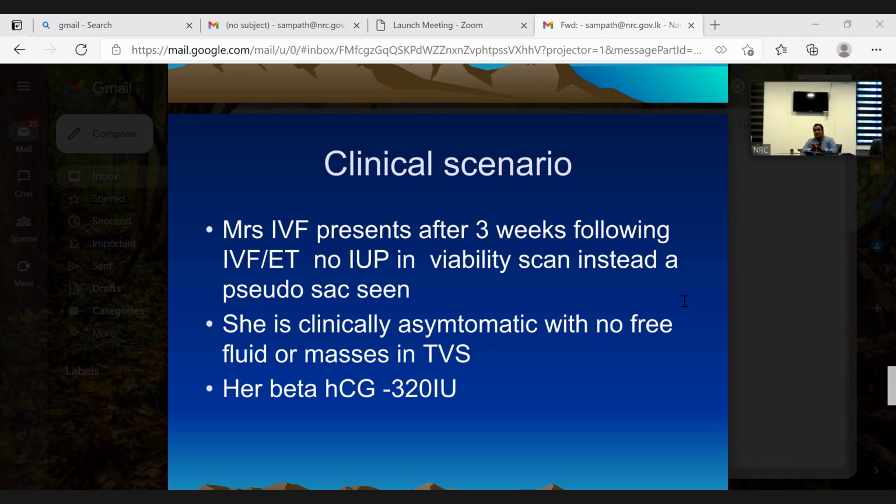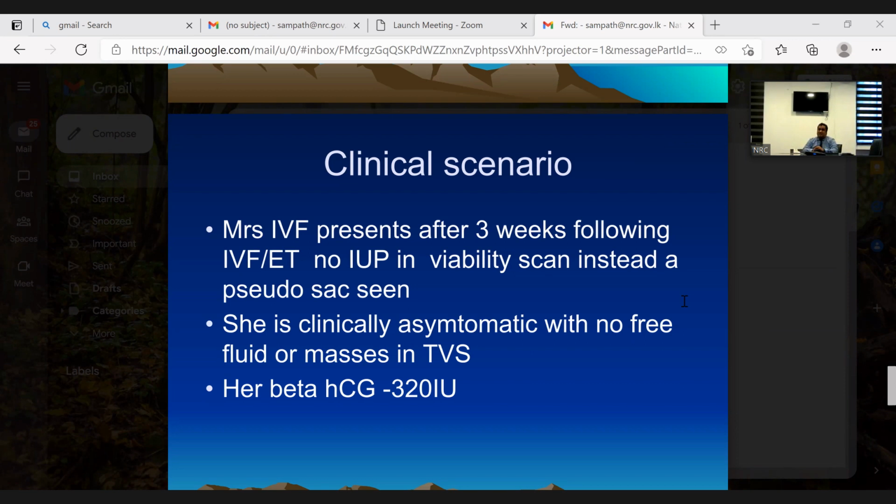So obviously IVF is done and the pregnancy test is positive. You say her beta HCG is 320, not a very exciting figure. Beta HCG should go above 3000, and three weeks following embryo transfer it should be at least above 5000. But 320 means she has conceived, but it's a failing pregnancy. Here, no baby inside the uterus, so obviously it's an ectopic pregnancy.